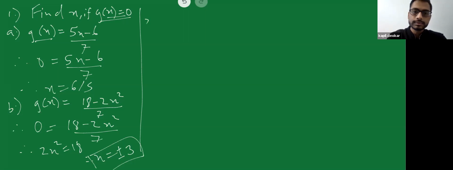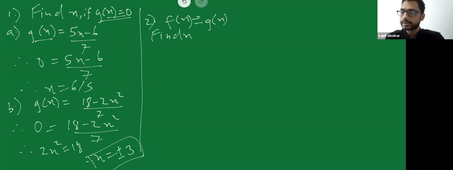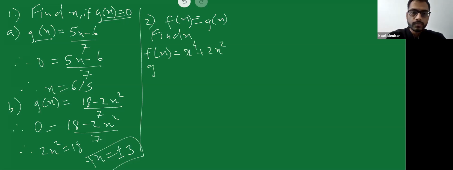Let's see the next question. If f of x and g of x are equal, in that particular case I have to find the value of x, and f of x and g of x values are given to me. f of x is equal to x raised to 4 plus 2x square, and g of x value is also given, which is equal to 11x square.